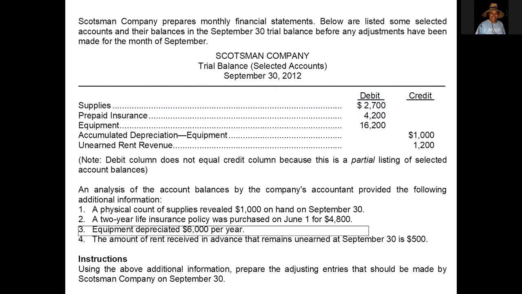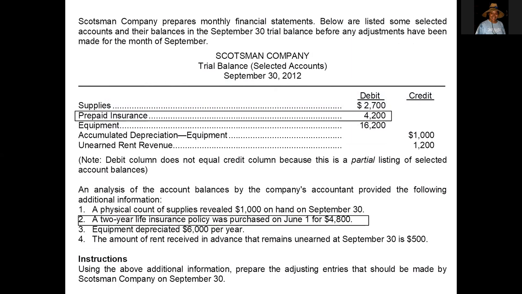accrual entry. Second, it says a 2-year life insurance policy was purchased on June 1st for $4,800. Now this is at the end of September, right? So now you've got to think back to yourself. Oh, they bought a 2-year life insurance policy on June 1 for $4,800. But at the end of the month, it shows a balance of $4,200, end of September. Okay, so what does that tell you happened? That between June 1 and August 31st, there was $600 that expired.